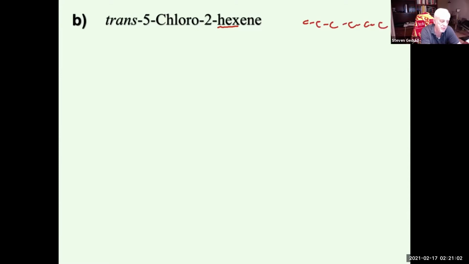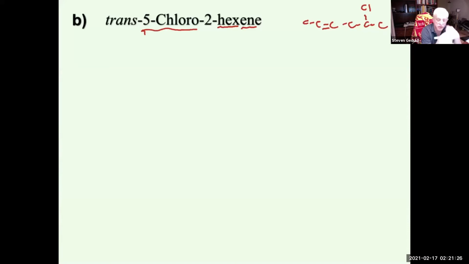And then the "ene" means there's a double bond, right? At the number 2 carbon. So right there, there's a double bond. And at number 5, there's a chlorine group. 1, 2, 3, 4, 5, which is a Cl group. And it tells you it's a trans relationship.